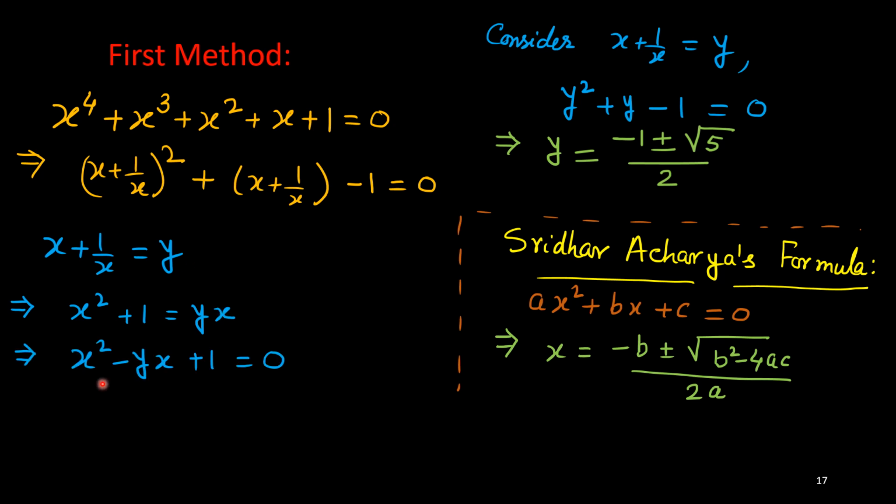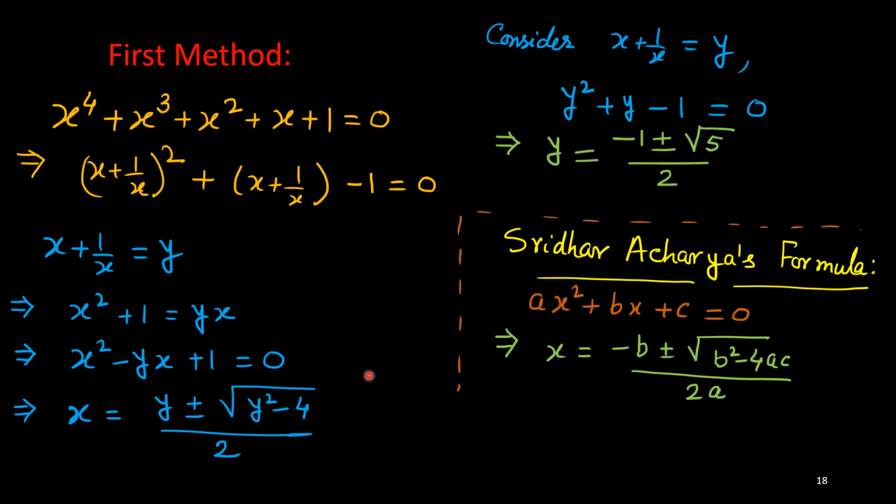So this is our next quadratic equation, x squared minus yx plus 1 equal to 0. Again, I'll use the same thing, the Sridharacharya formula. In this case, a equals 1, b equals minus y, and c equals 1. And y is known to us, this one.